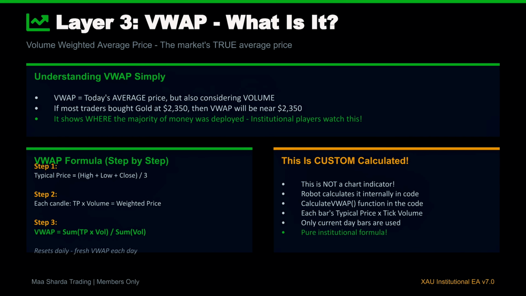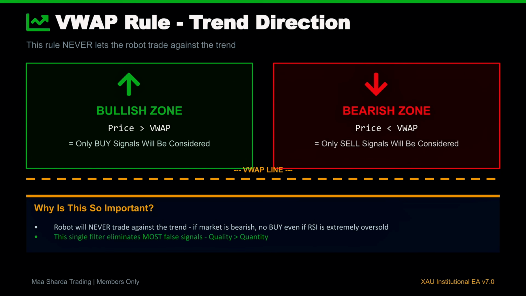Layer 3 is the VWAP, or Volume Weighted Average Price, representing the market's true average price. VWAP shows where the majority of money was deployed, often watched by institutional players. The robot calculates a custom VWAP internally, using a pure institutional formula that resets daily. The VWAP rule determines trend direction and prevents trading against the trend.